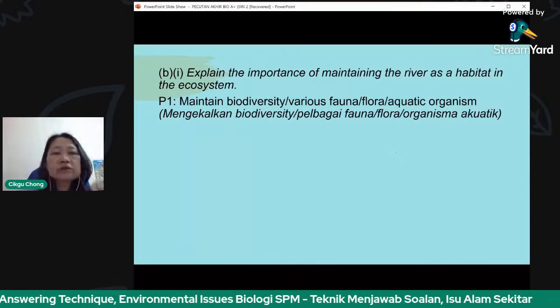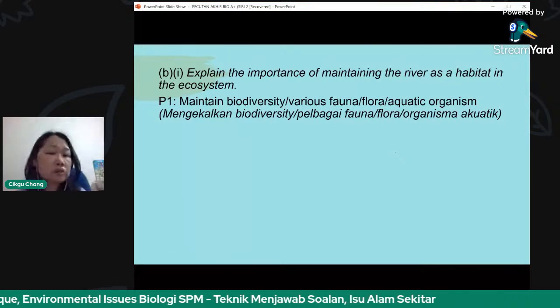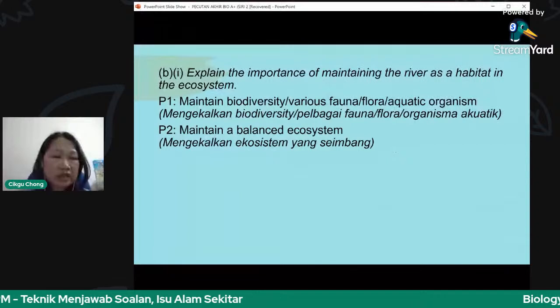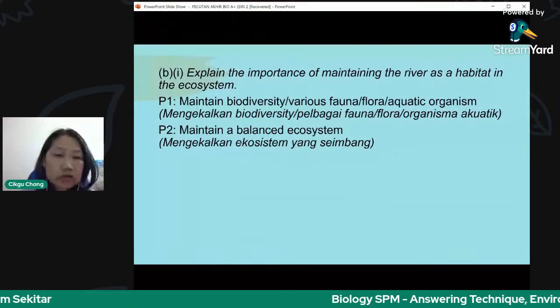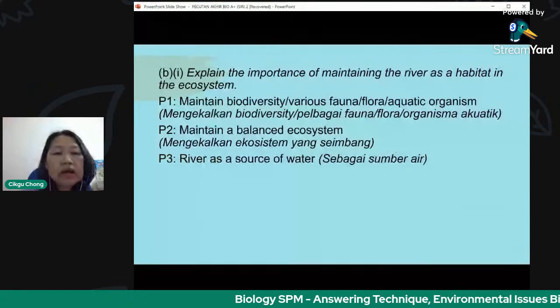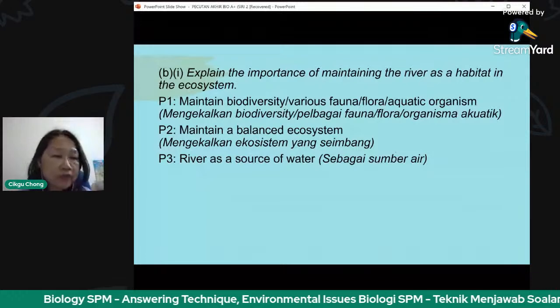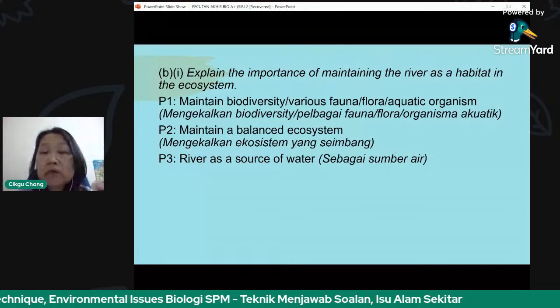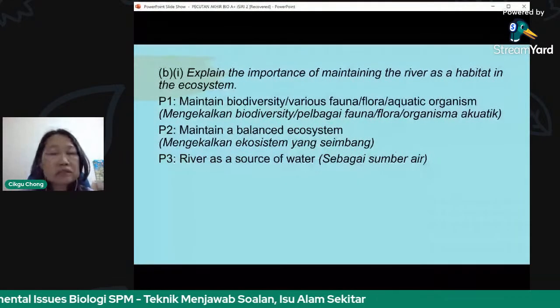Okay, so this is maintaining a balanced ecosystem, the interaction between the environment and the animals, including the plants and the animals. And also the environment. Okay, river is a source of water. So for people who live by the river, water is very important. As you know, you can't survive without water. So river is an important source of water for people who stay near the river and so on.